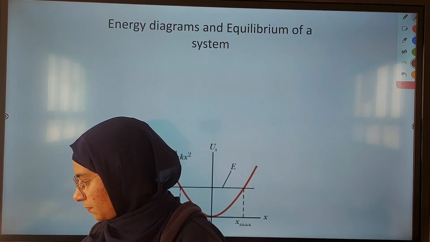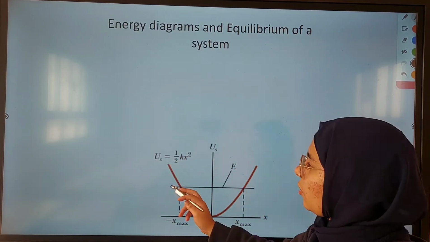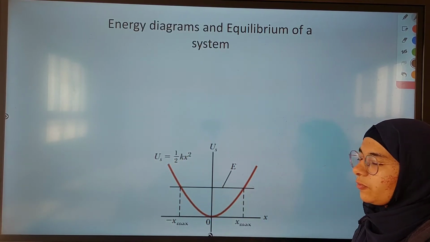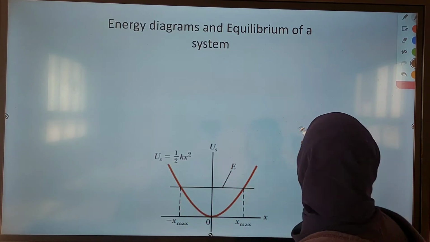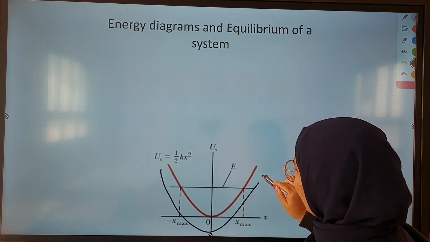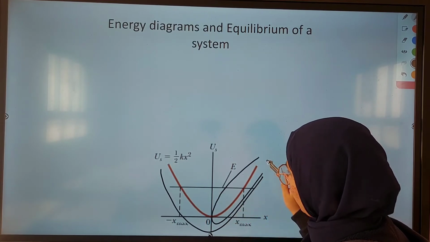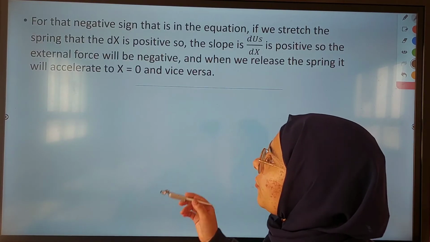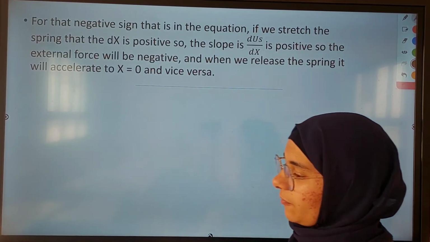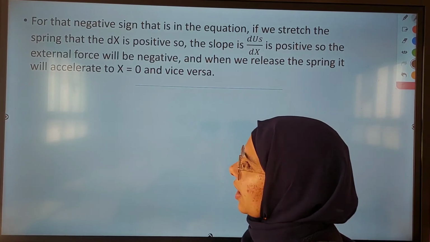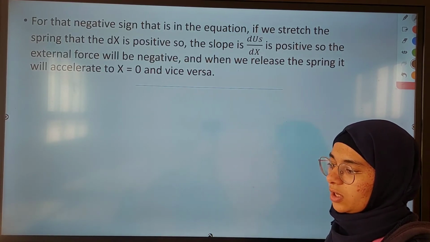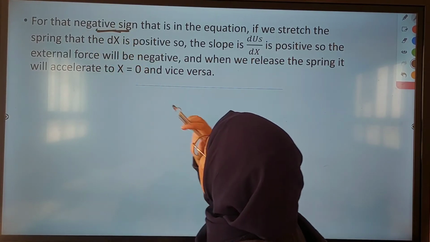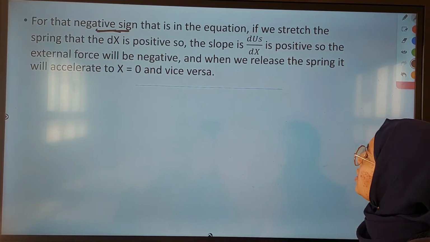So if we consider this graph, elastic potential energy equals half kx squared, and if we want to express it on the graph, it will be like this, which has a positive slope, okay? So if we want to study the previous graph, which has a positive slope, and from the equation that we had in the previous video, which has a negative sign, let's consider stretching the spring.